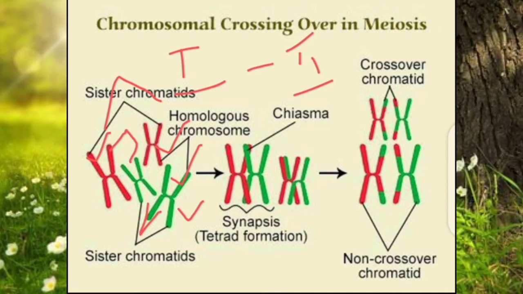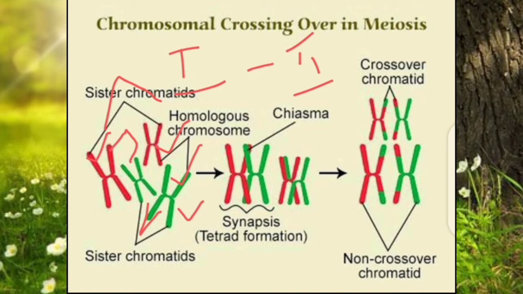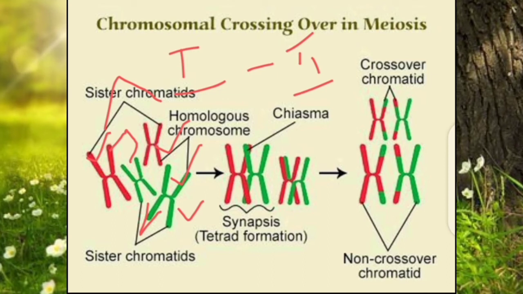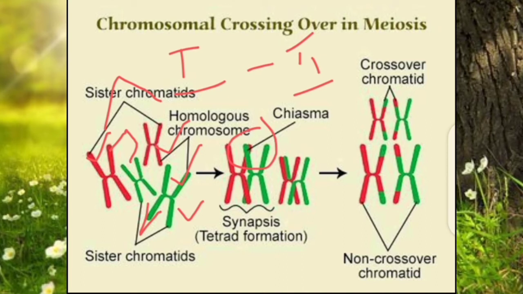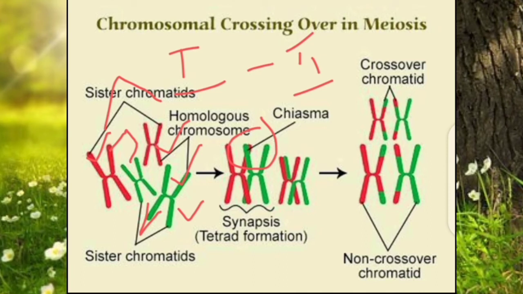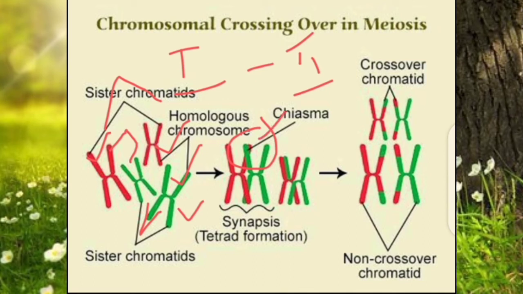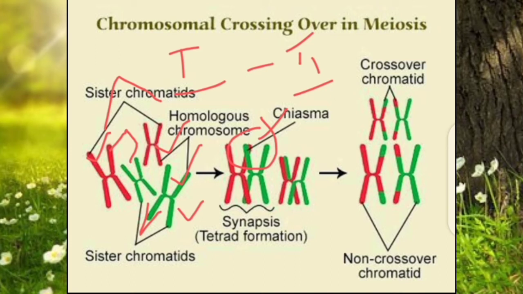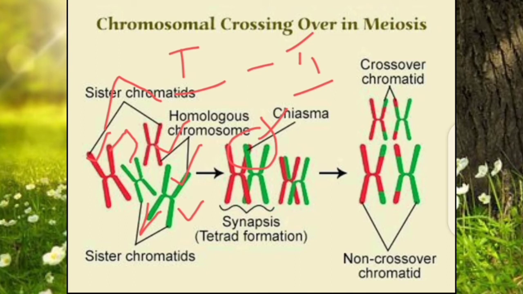So it happens that the non-sister chromatids are going to meet and form an X-shaped structure. When they meet, they form the X-shaped structure like this, due to the points of contact between the pair of homologous chromosomes. This X-shaped structure is actually known as chiasmata. And this happens because of this point of contact between the non-sister chromatids.